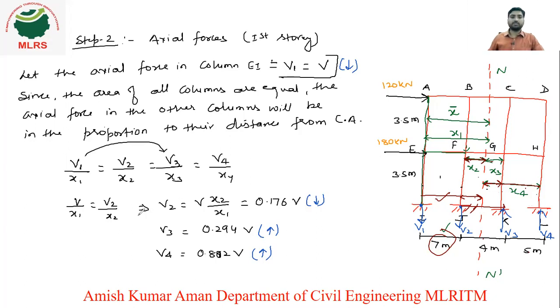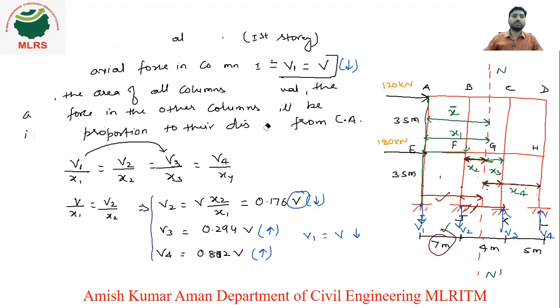So we have calculated V1, V2, V3, V4 in terms of V. V1 we can write here. What is V1? It is equal to V, which is in the downward direction. Okay, so all these four values we have calculated, right? Now what do we need to do? If we get the V1 value, or V, then V1, V2, V3, V4 all we can find. What is unknown here? V. So we need to find the V value. How will we find this V value? Let's see.